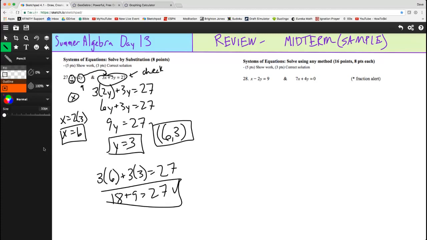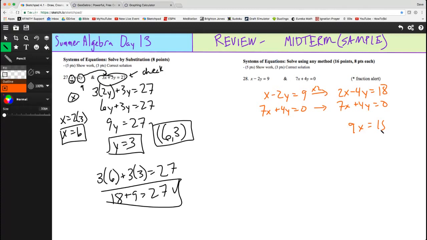All right, now we can solve using any method, and shoot, we have a fraction alert here. Let's do it using elimination. So we got x minus 2y equals 9, and 7x plus 4y equals 0. Let's eliminate our y's. So we need to multiply the top one by 2, and the bottom we'll leave the same. So 2x minus 4y equals 18, and on the bottom, 7x plus 4y equals 0. So we get 9x equals 18. So x equals 2.